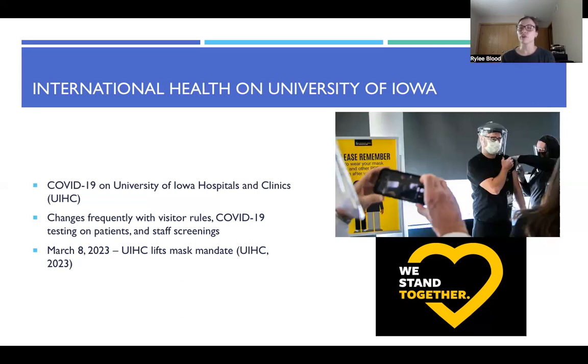We were also for a while testing patients in the hospital every 3 days after admission, just to be sure that they weren't developing any positive tests after their admission.